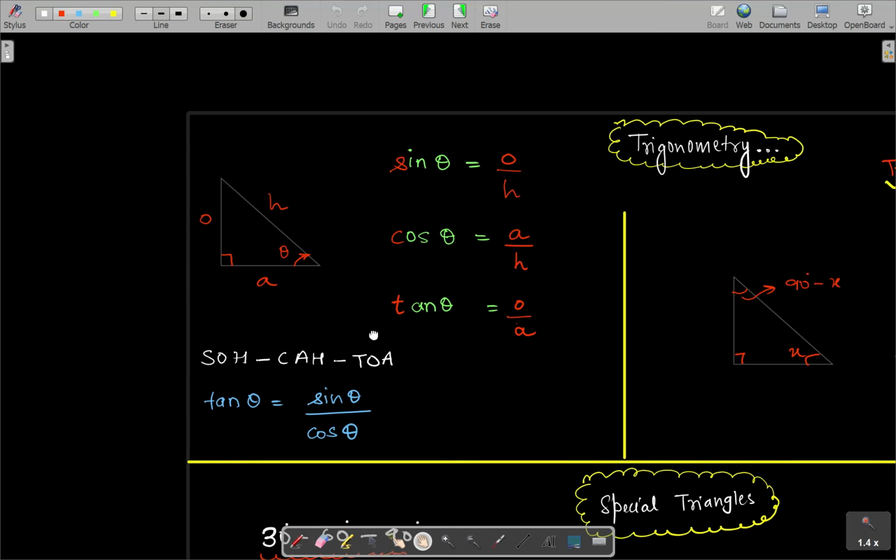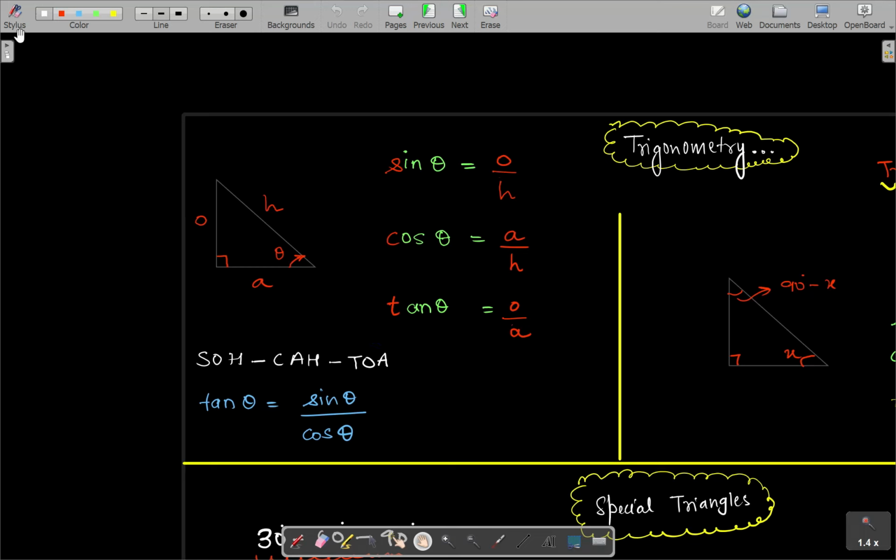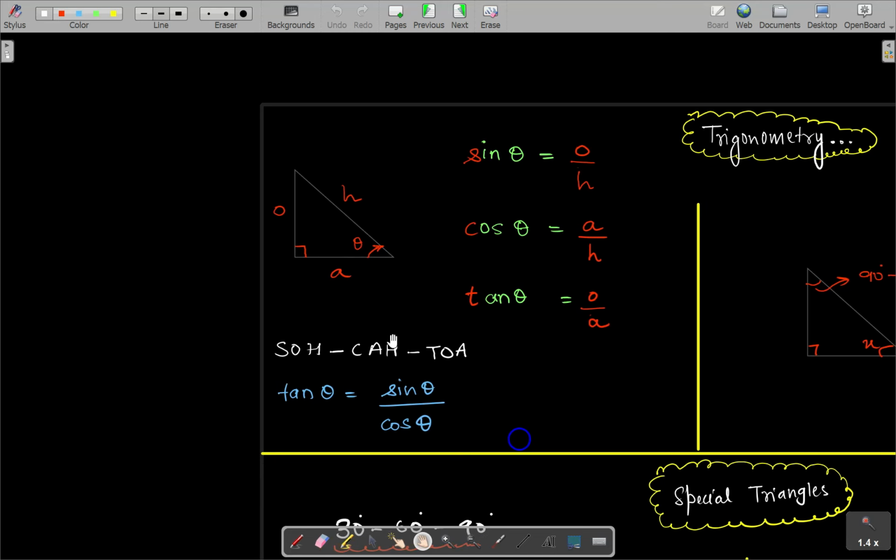And just to be on the safer side, I'm telling you the other three trigonometry ratios as well. We don't know what can be asked on SAT Math. Anything new can be asked, just to be on the safer side. So the other trigonometry ratio is cosecant. In short, it's written as cosec. This is nothing but the reciprocal of sine.